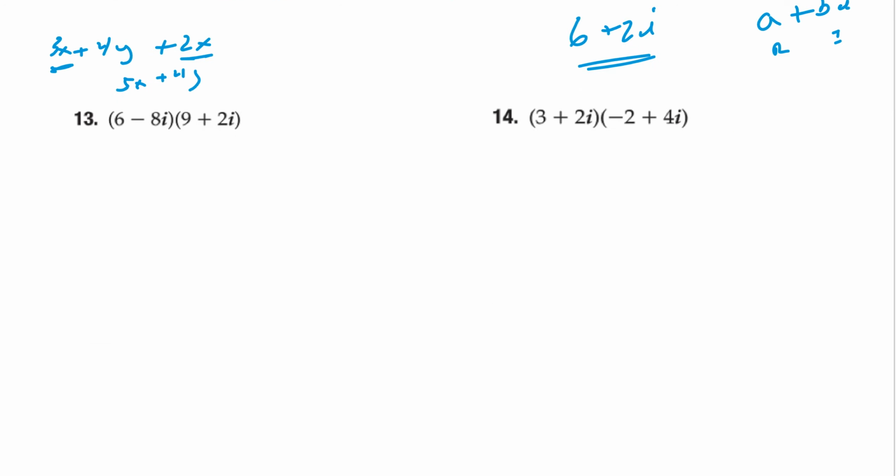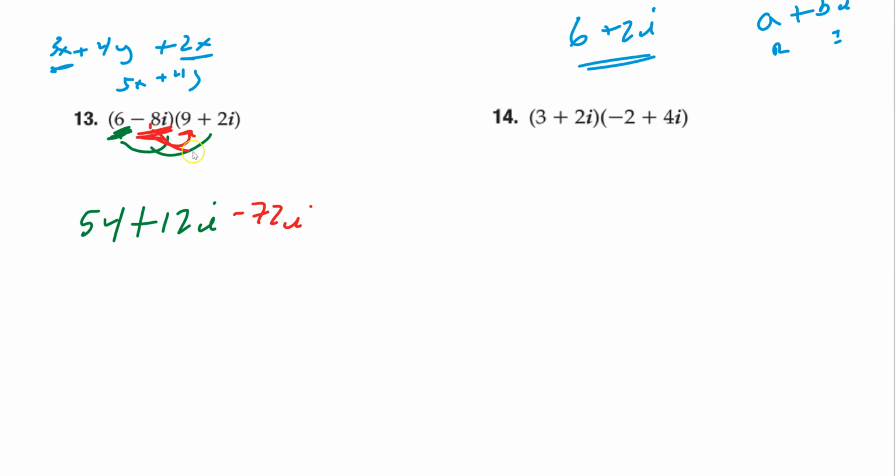And then we're going to distribute. So all we do here is distribute, like we always do. Multiply that 6 by both of them. So you get 6 times 9 is 54. 6 times 2i is 12i. Then we move on and multiply the next number by both of them. So -8i times 9 is -72i.